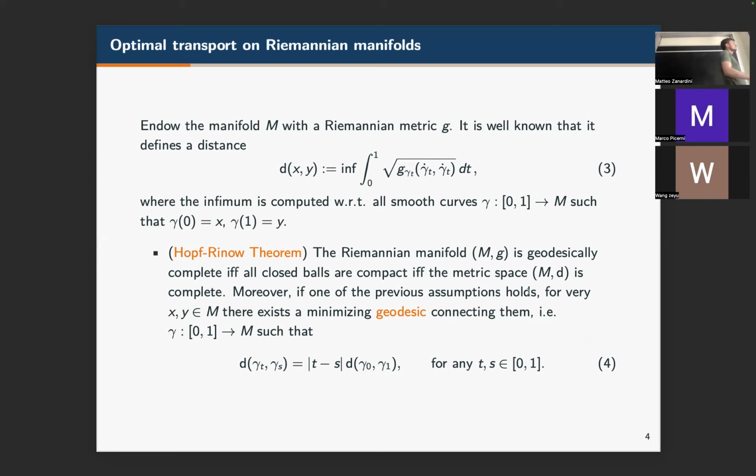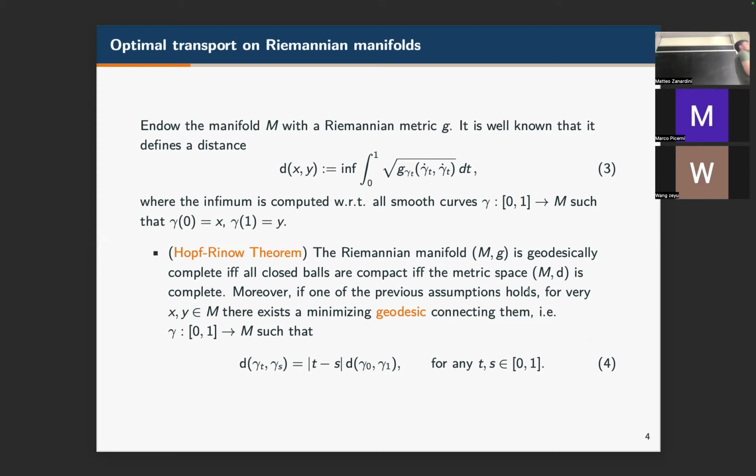And the third condition, which is equivalent, is that the metric space (M, d), that is to say the set M endowed with the distance d defined in this way, is complete. That is to say, every Cauchy sequence converges. These 3 are completely equivalent statements. And if one of these three previous conditions holds, then for every couple of points x and y, you can find a minimizing geodesic. What does it mean? Well, it's just a curve that minimizes the problem in 3, connecting x to y.